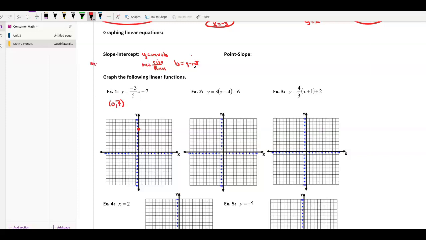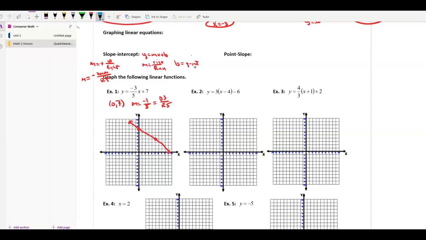Now my slope, if my slope is positive, I go up the number of units in the numerator and right the number of units in the denominator. If my slope is negative, I'm going to go down and then right. So in this case, since my slope is negative 3/5, I'm going to go down 3 and right 5. So down 3, right 5, and now I can graph my line.